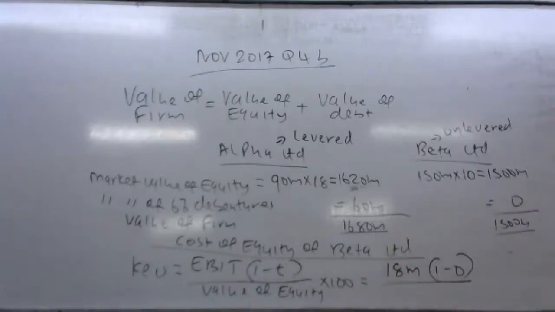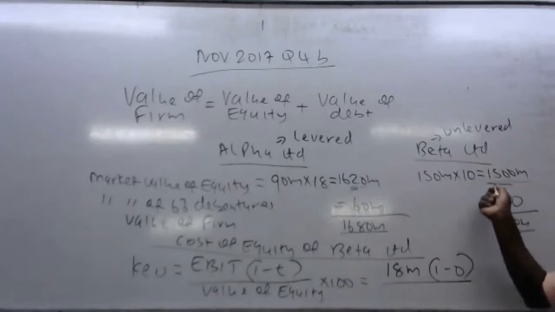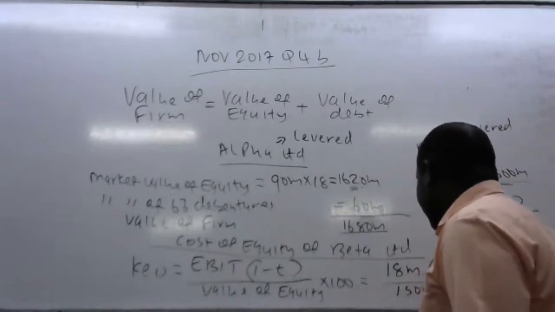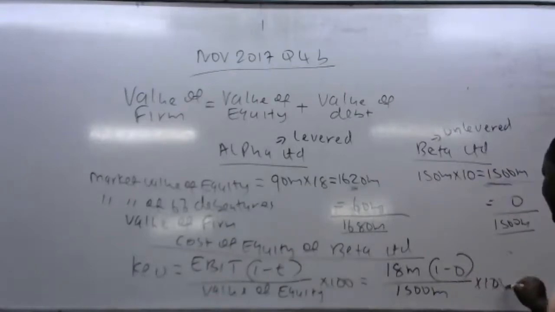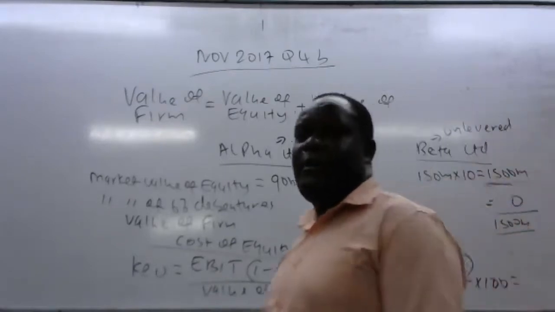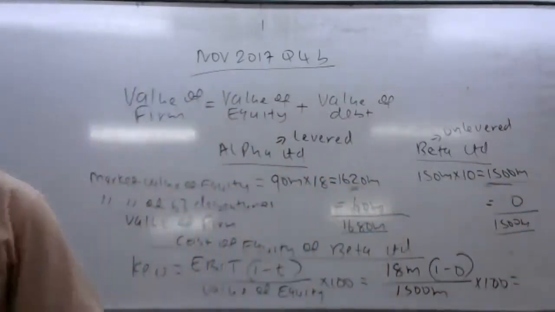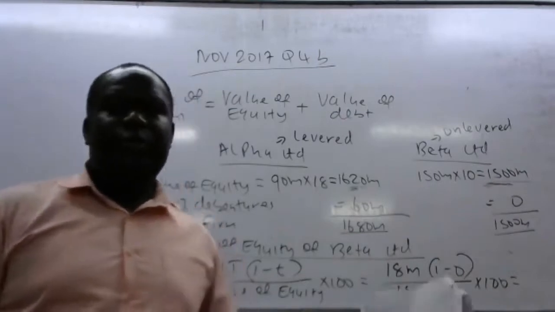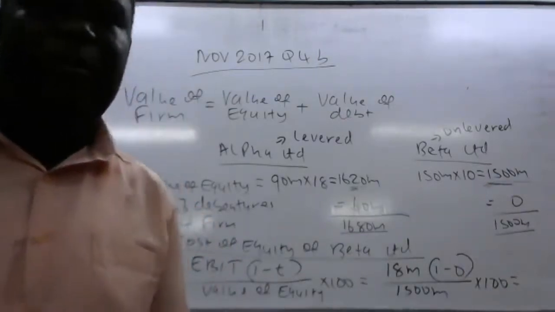Then we divide by value of equity. Value for equity is this one here, which is the same as the value because it was unlevered. So value of equity is 1,500 million. This one is the exact value. In percent, it is 1.2%. So those are simply the workings.